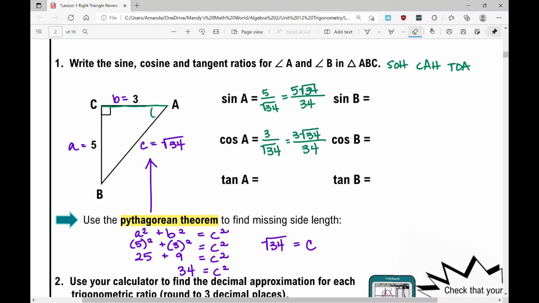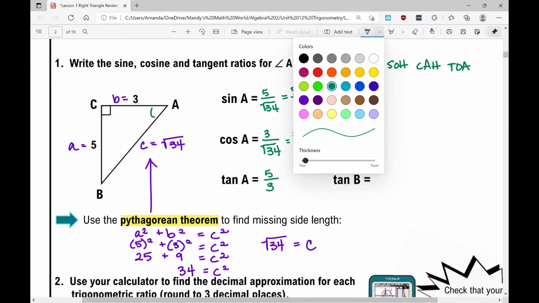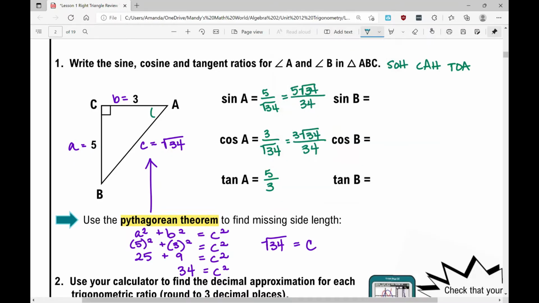Now let's move on to the tangent. The tangent of A is the ratio of the opposite side over the adjacent, which is 5 over 3. And that's pretty simple. So now let's move on to the angle B. This angle right over here.